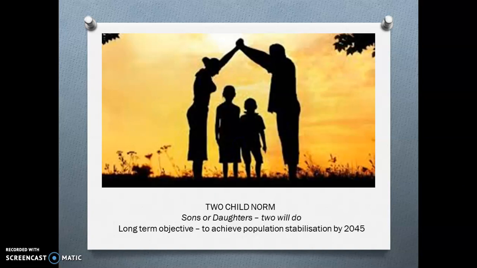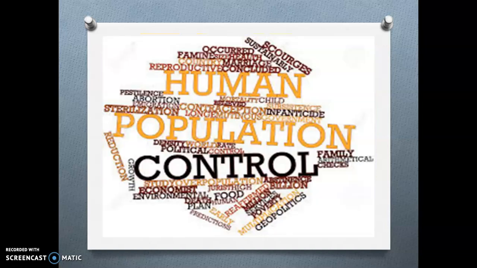Then, two-child norm. This is one of the objectives of the family welfare program in India, that is to promote the two-child norm. There is a popular slogan: sons or daughters, two will do. And this is the long-term objective of the family planning program, that is to achieve population stabilization by 2045. Now you can see that the population is growing exponentially and it has to be stabilized. The long-term objective of the National Family Welfare Program is to achieve population stabilization by the year 2045.